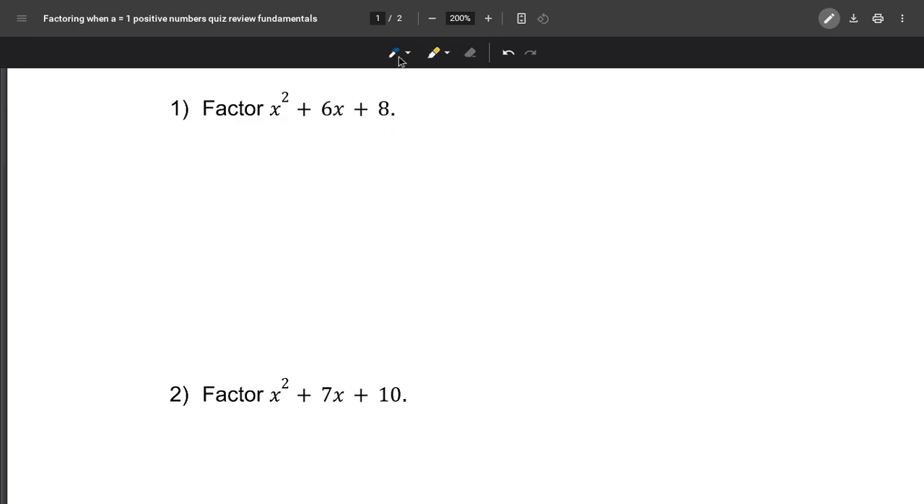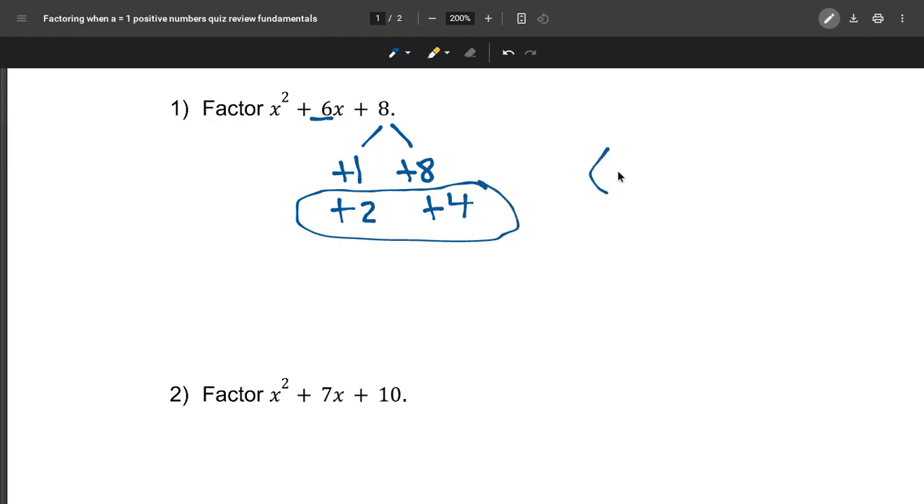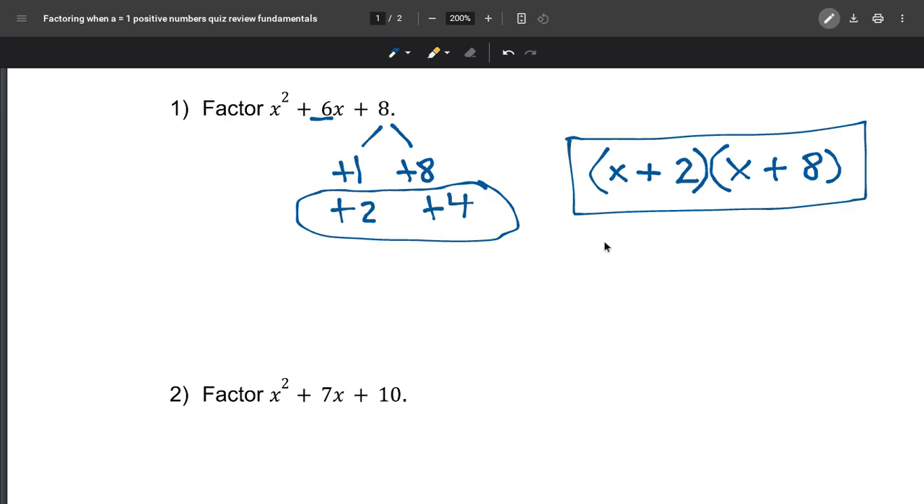Factor x squared plus 6x plus 8. So let's list out the positive factors of 8. So that's positive 1 times positive 8 and positive 2 times positive 4. Okay, now positive 2 plus positive 4 equals positive 6. So these two numbers multiply to 8 and add to 6. So I'm going to select these two, and I'm going to write my factored form as x plus 2 times x plus 4. There we go. And that's in factored form. Okay, let's take a look at the next one.